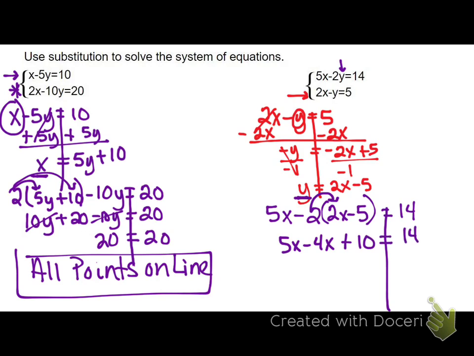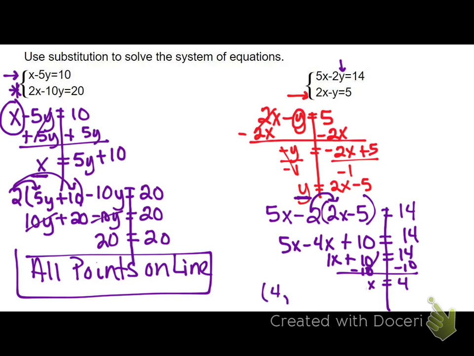Combine like terms. So 1x plus 10 equals 14, minus 10 on both sides. 4 equals 1x, or 1x equals 4. Okay. Divide that. Now, do you really need to divide it by 1? If I take 1x and I divide each side by 1, what am I still going to get? 4. So really, what could I do with that 1? I could just erase it, right? Get rid of it. So x equals 4. So my x value is 4.